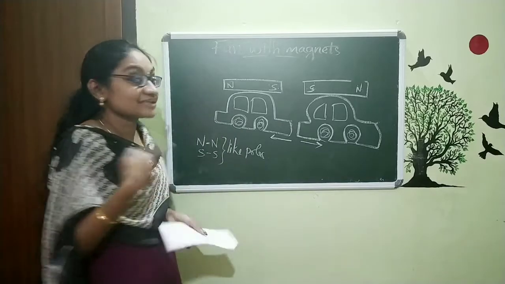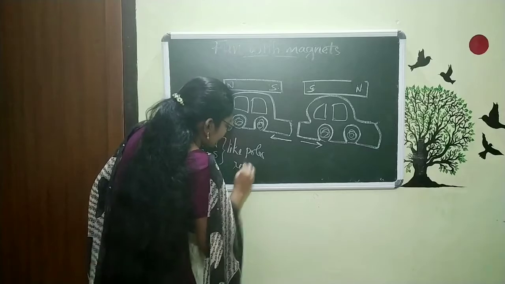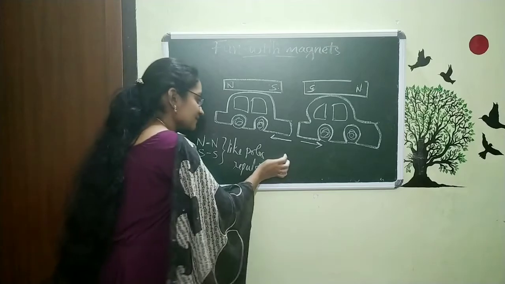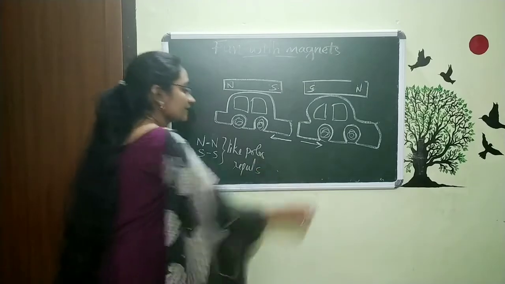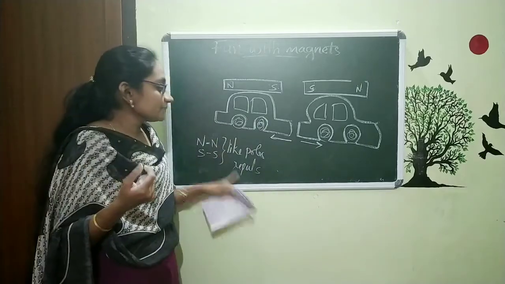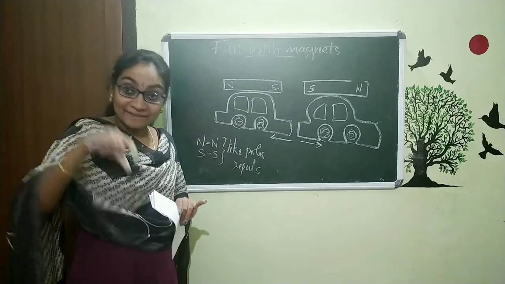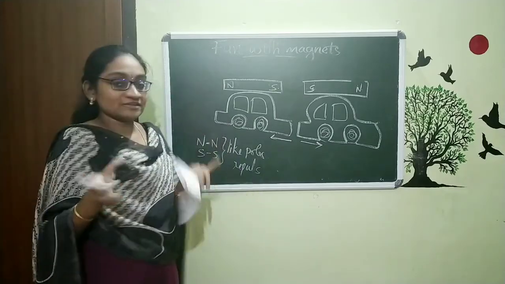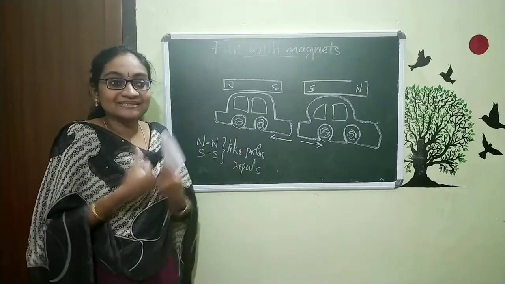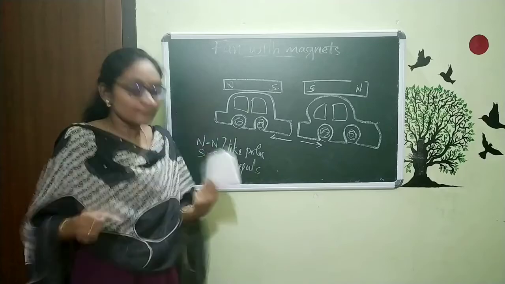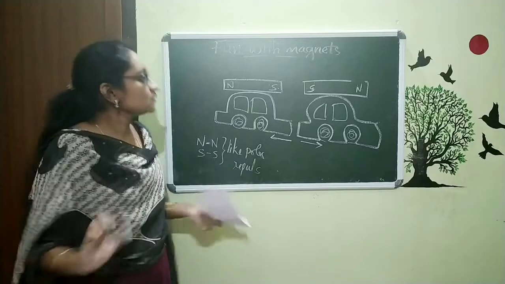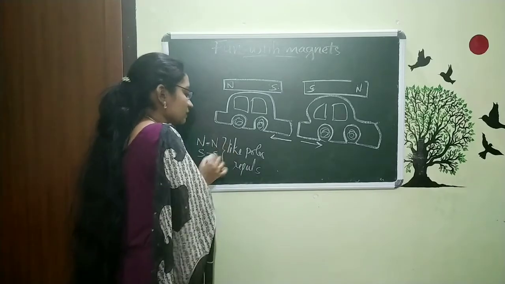So I can call it repulsion. So like poles repel. Like poles repel. They are just moving away. That is repulsion, or repels. For the magnet, generally we use the term repulsion when two like poles, same poles, come together. North, north come together. What happens? They are just moving away. It's not possible to attach north and north pole together. Never will happen.